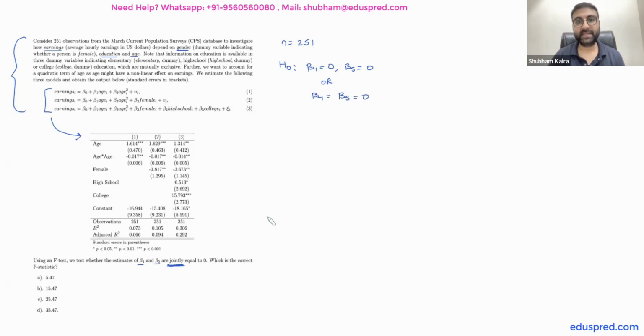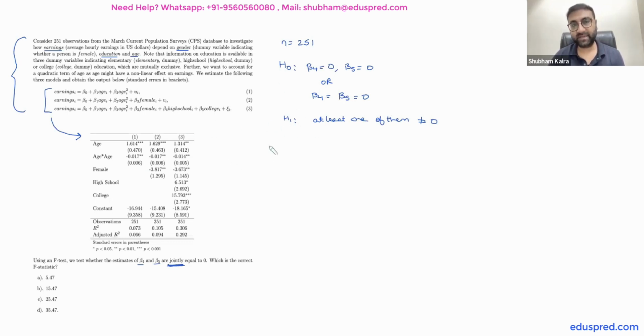This is how a joint null hypothesis is written, and the alternative is going to be that at least one of them is not equal to 0. The alternative hypothesis is actually going to have multiple cases, so we can write this statement, and this statement will take into account the multiple cases that the alternative hypothesis is going to have. So this is your null and this is your alternative.